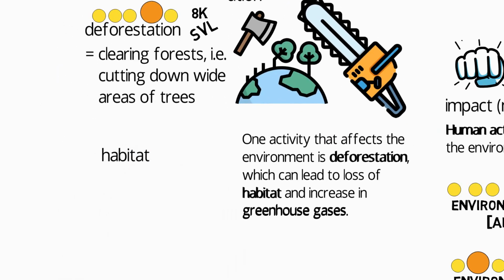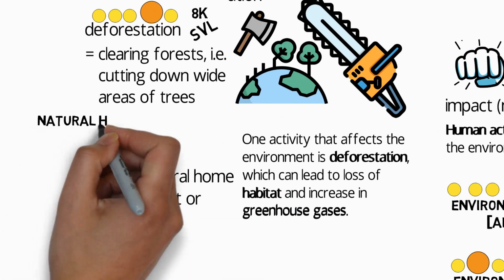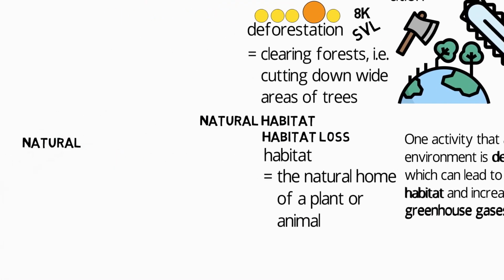So the word habitat, this means the natural home of a plant or animal. And a couple of nice collocations here, natural habitat or habitat loss. Natural is actually another word in our list today, and I've put it in the list for the same reason as environmental. It's a fairly simple word, but it has some really good collocations on this topic.